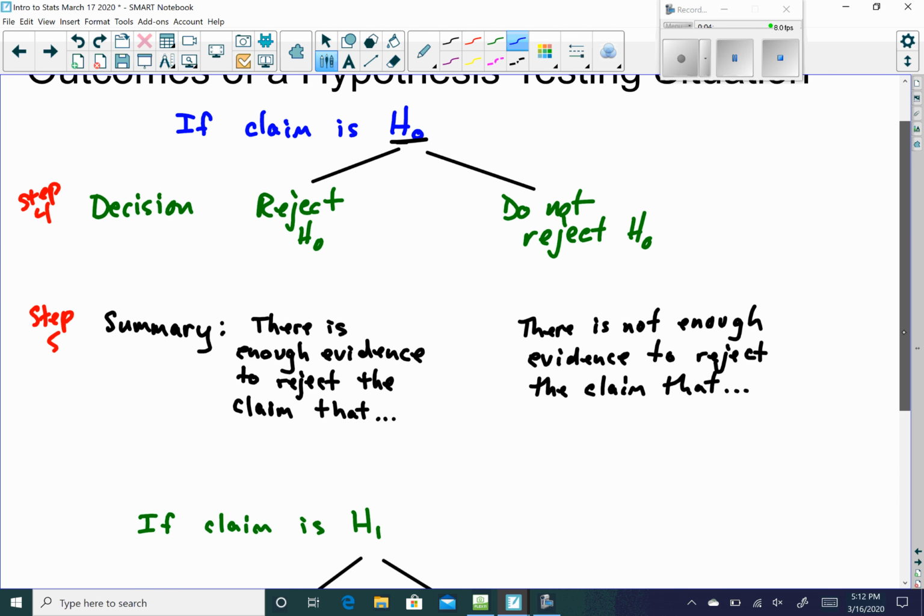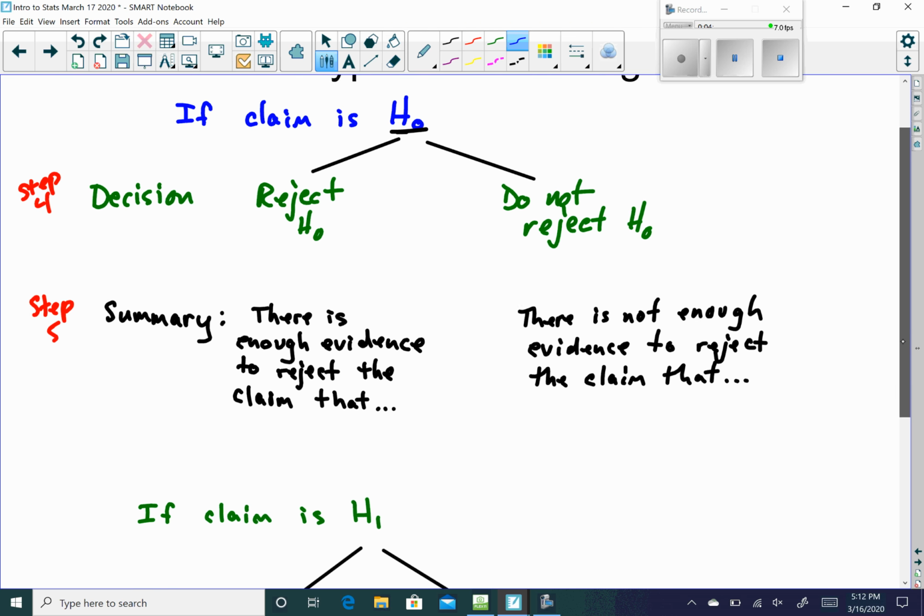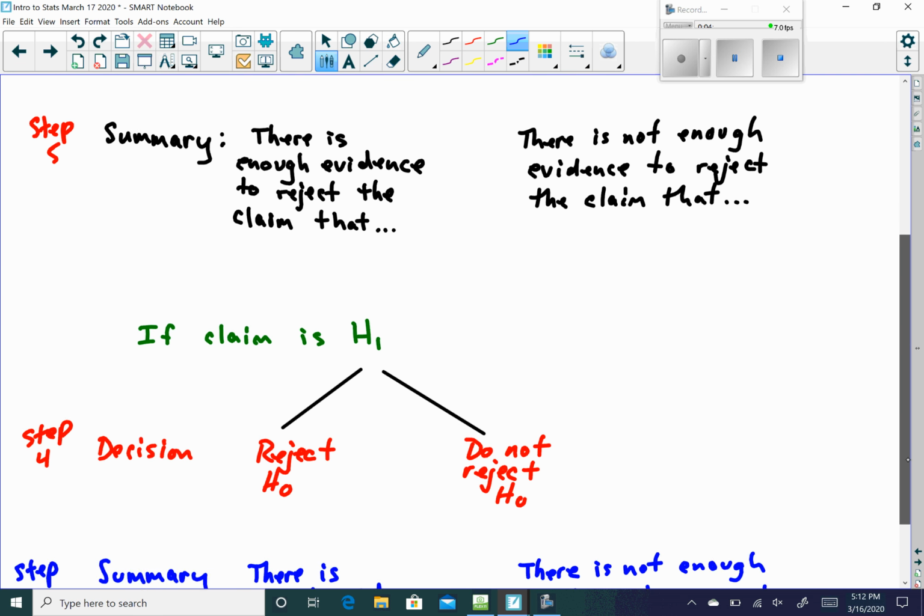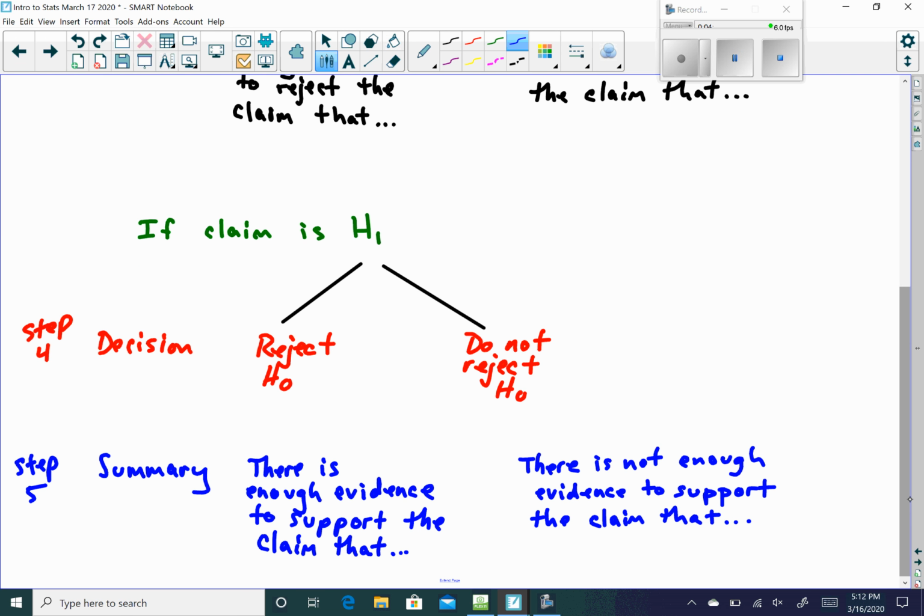So notice we have the words reject in each summary. If our claim is the alternative hypothesis, again, step 4, decision remains the same, to reject the null hypothesis or do not reject. But now our summary for step 5, if we do reject the null hypothesis, then our claim is the other hypothesis. We say there's enough evidence to support. So when our claim is the alternative hypothesis, we use the word support and not reject. We can only reject the null hypothesis.